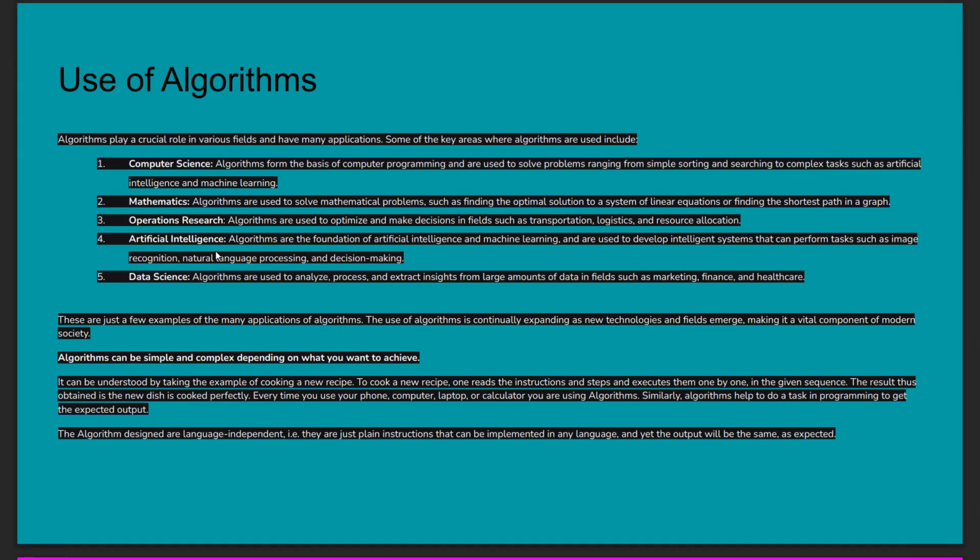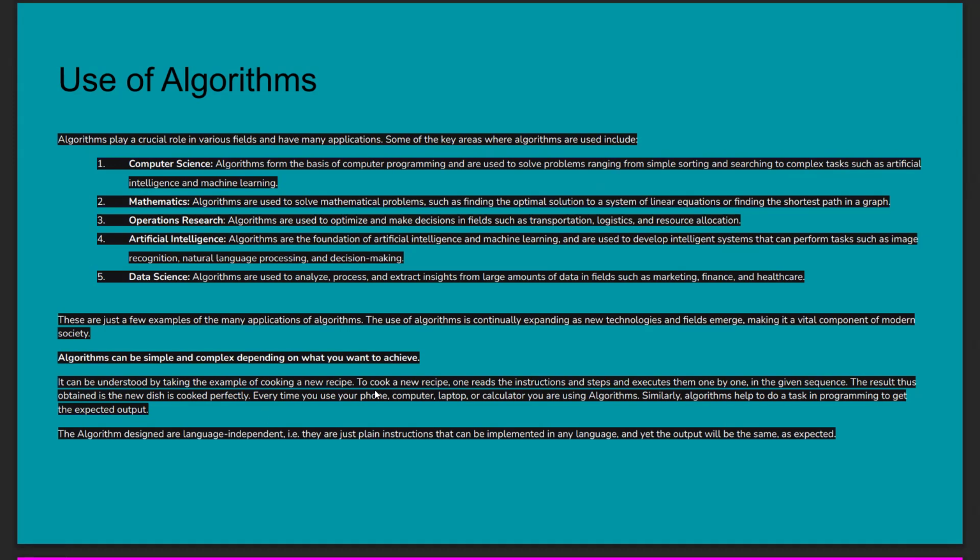Algorithms can be simple or complex depending on what we want to achieve. It means depending on the problems and the situation, these algorithms can be different. For different types of problems, we can determine whether they are simple or complex. For complex problems, we can define these algorithms as complex. For solving simple problems, we can define these as simple. So like that, we can say whether these algorithms are simple or complex depending on what we want to achieve. So this is what we have seen.